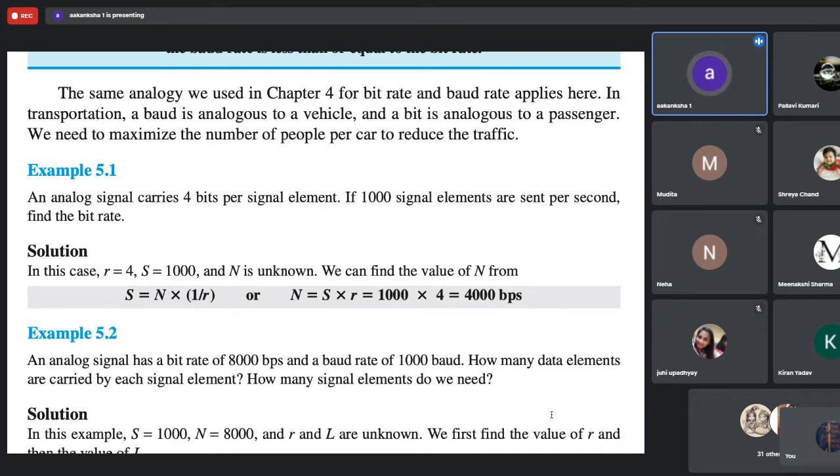Even if you don't apply the formula, it is intuitive. You know 1000 signal elements per second and each signal carrying 4 bits of information. So what should be the intuitive data rate? Yes, ma'am, 4000. That is 4000.